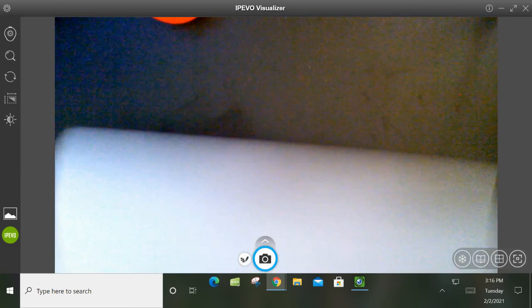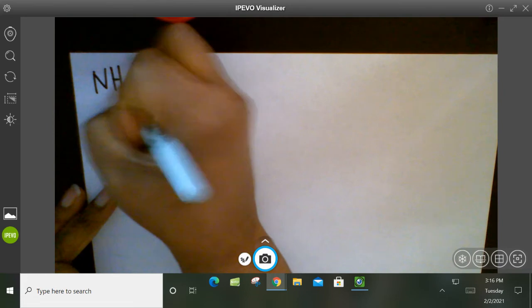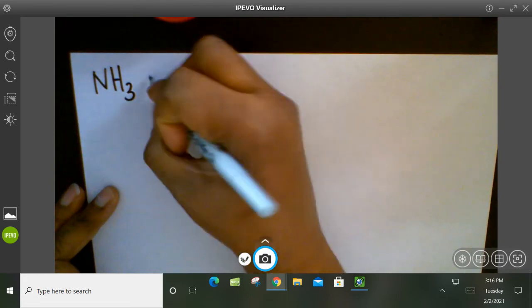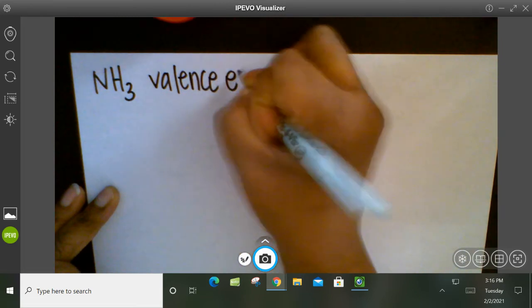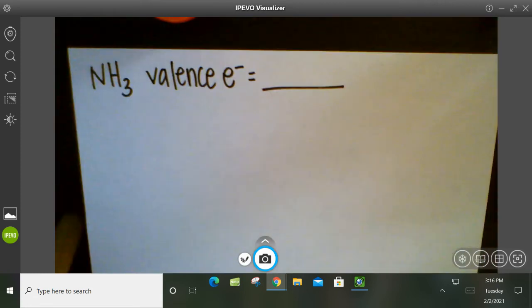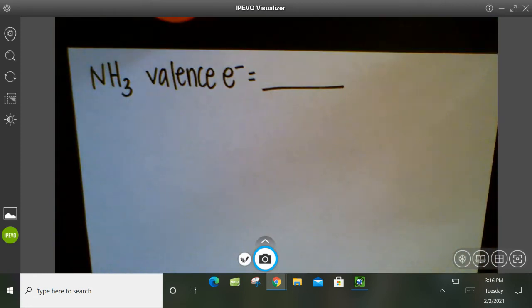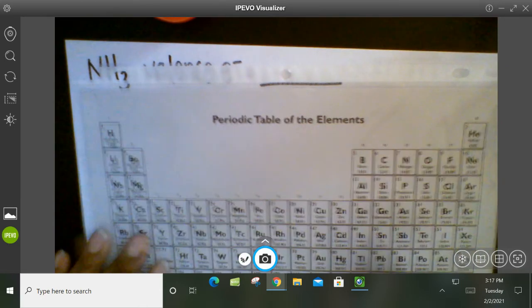All right, I think I'm going to do it this way so I have more space. So NH3. First thing I'm going to do is find my valence electrons, how many valence electrons I'm working with. Remember, e negative is electrons. When I look at my periodic table and I'm looking at the location here, let me go ahead and get that off.